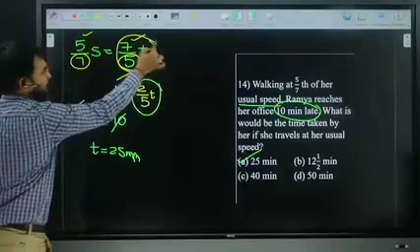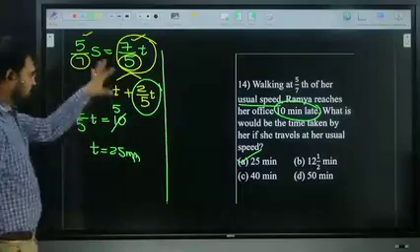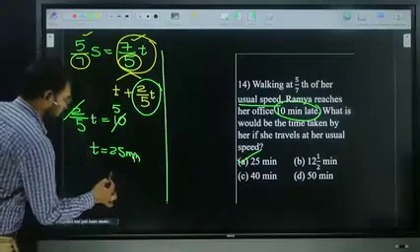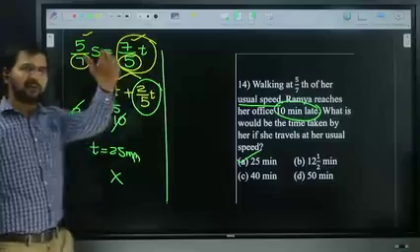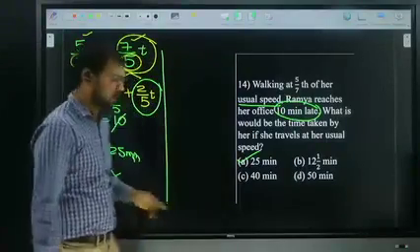So this is the general method that students generally solve with. But I don't follow this one. Okay, I will explain one more method. Just look at me.